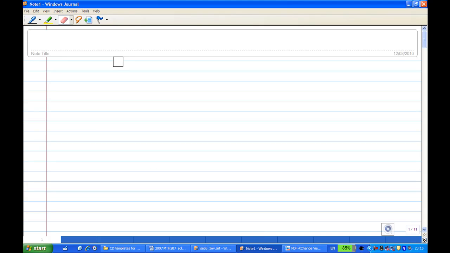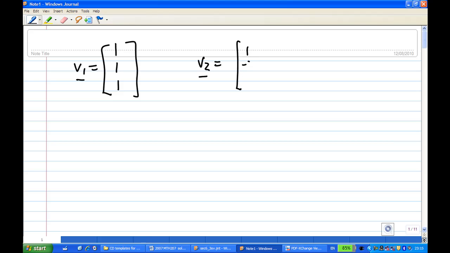So I have the vector (1, 1, 1) as v1, and the vector (1, -2, 1) as v2. Now, to show that they are perpendicular, in this case, the easiest way is to do the dot product.